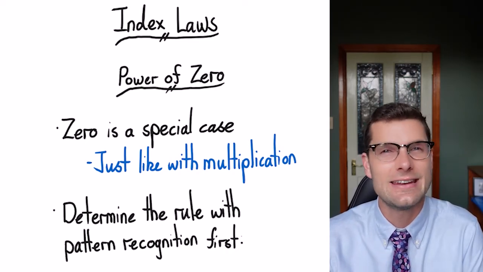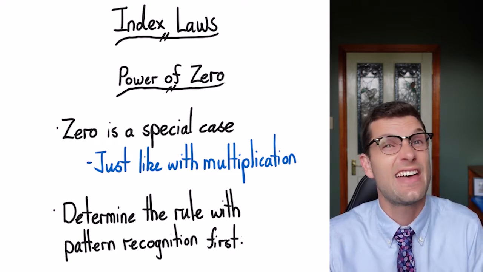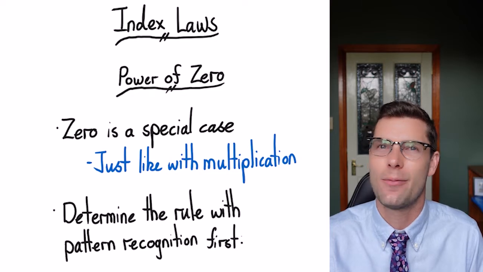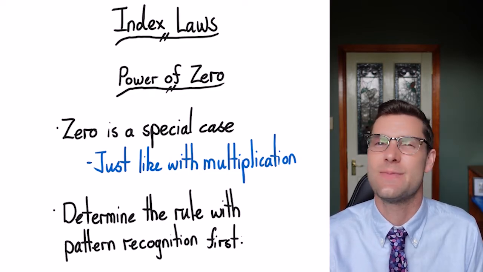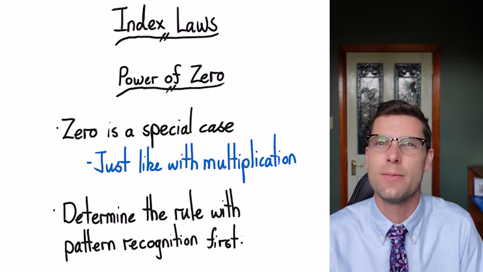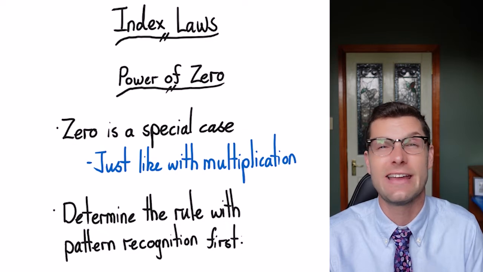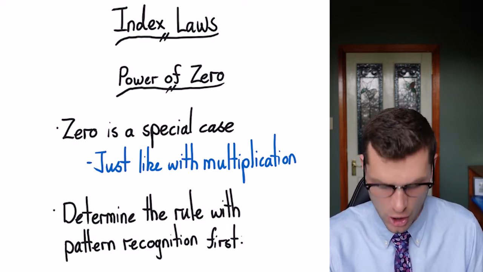Today we're going to look at index laws, but only when there's something to the power of zero. This doesn't mean that it has no power, but there's a special case which makes it really easy. Just like with multiplication, when any number multiplied by zero is zero, this also has a really easy trick to save you heaps of work.